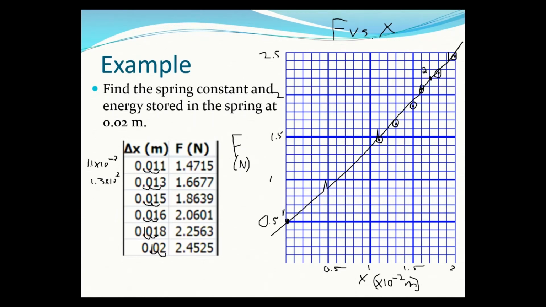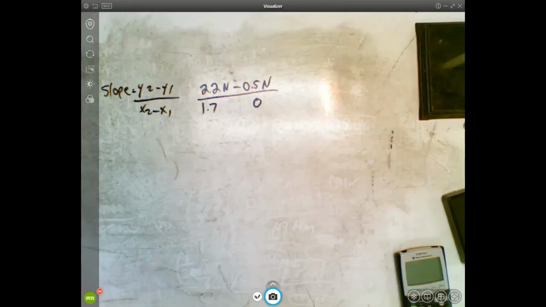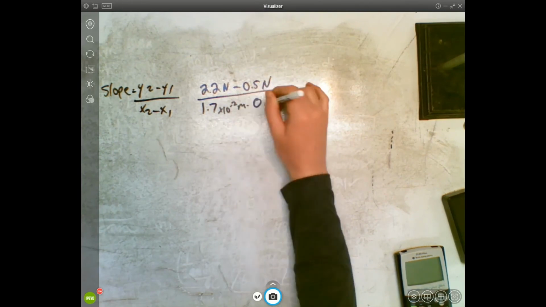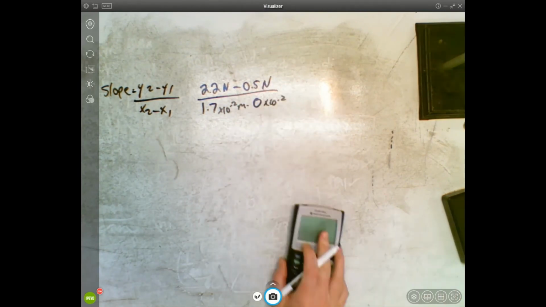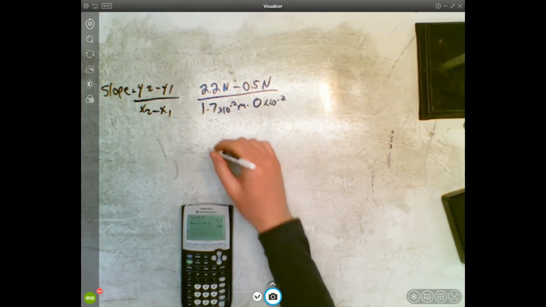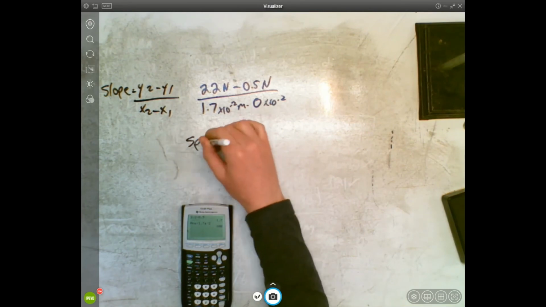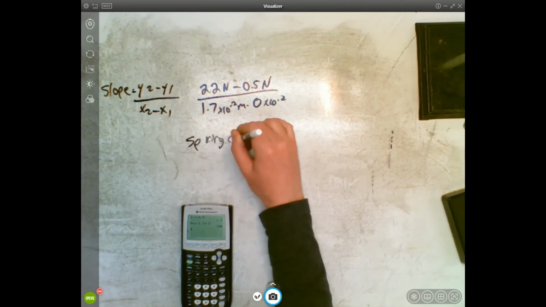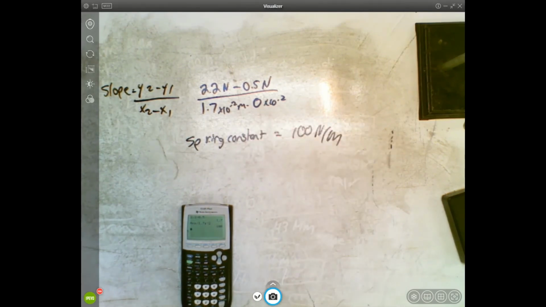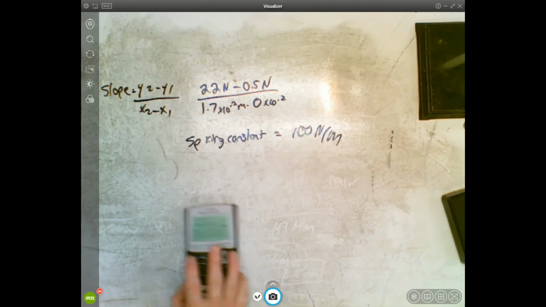So if we switch back to this and we put on the times 10 to the negative 2 meters, minus times 10 to the negative 2 meters, we get the correct answer. If we didn't put that on, we'd be super far off. So 2.2 minus 0.5 divided by 1.7 times 10 to the negative 2, and we get our slope, which is our spring constant, to be 100 newtons per meter-ish. And like I said, that was a really bad line of best fit, so we'll work with what we have.